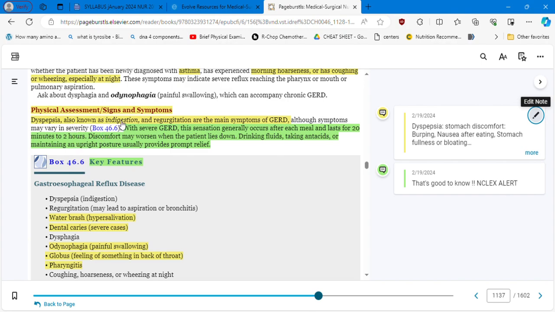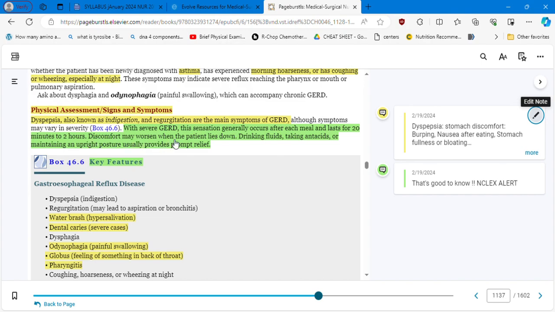Dyspepsia, also known as indigestion, and regurgitation are the main symptoms of GERD. With severe GERD, the sensation generally occurs after each meal and lasts for 20 minutes to 2 hours.